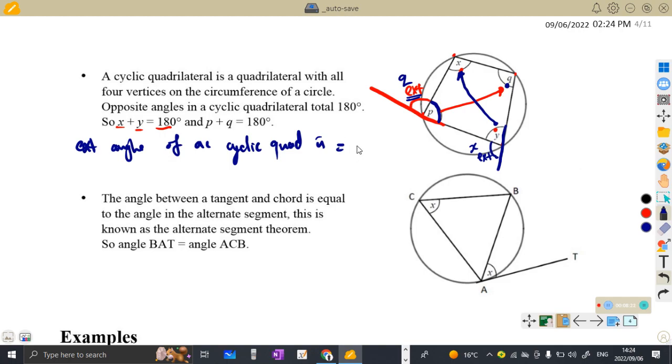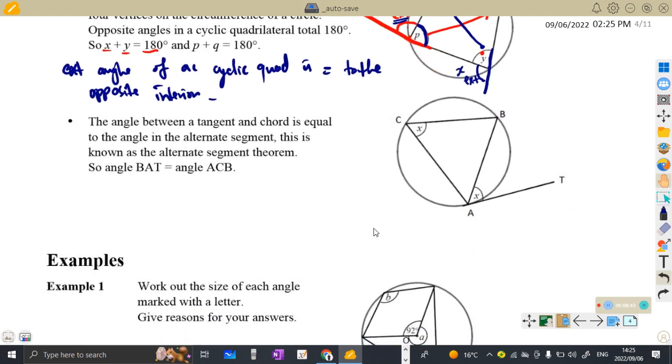So this one is equal to the opposite interior angle. So it's not the interior angle actually, but the opposite interior angle. All right, so that's what you have for this theorem. I think as we work with questions, it can be much easier to understand from there.